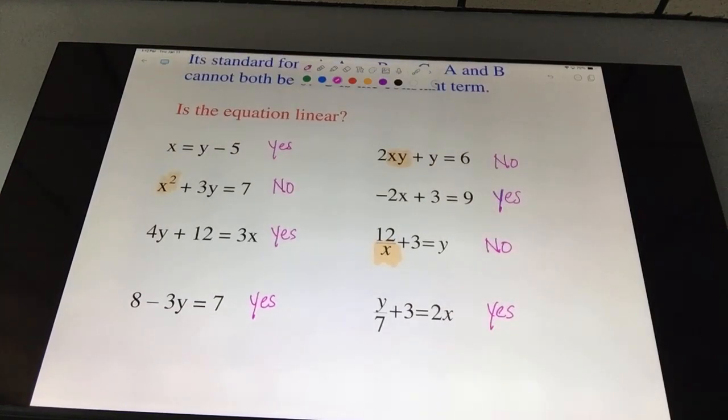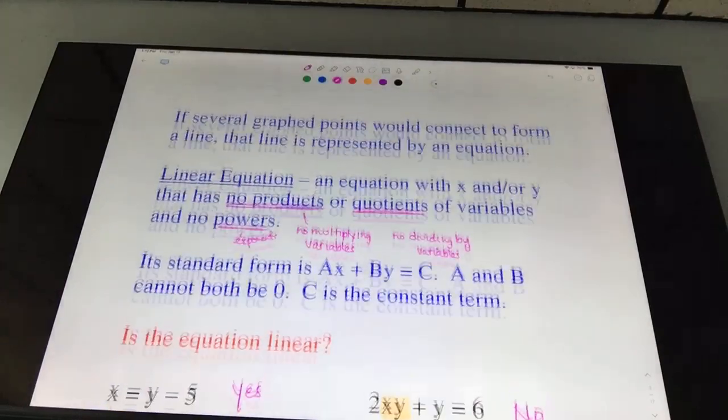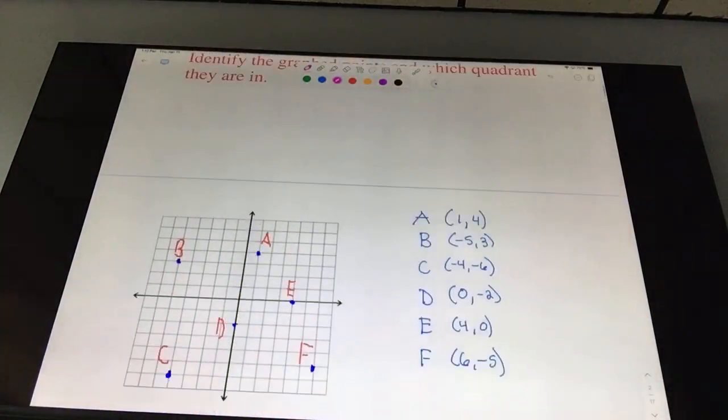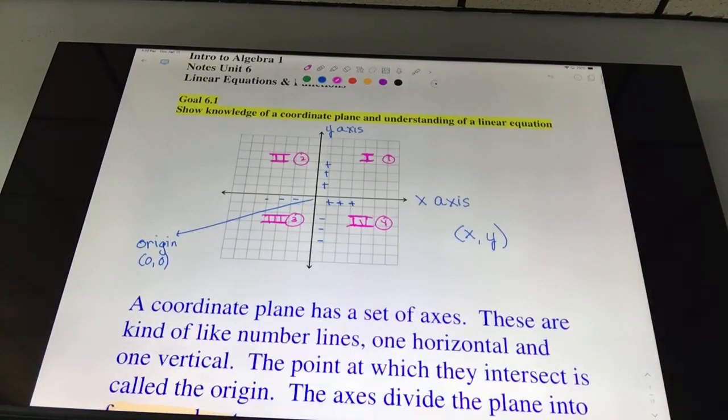So what are you going to see on your OTL in just a minute? You're going to see questions like this. You're going to have to plot points and identify points. From the diagram at the top, you need to answer either true, false questions or fill in the blank questions. For example, true or false: the point 2, 3 is in quadrant 2. That would be false. It's in quadrant 1, so that would be false.